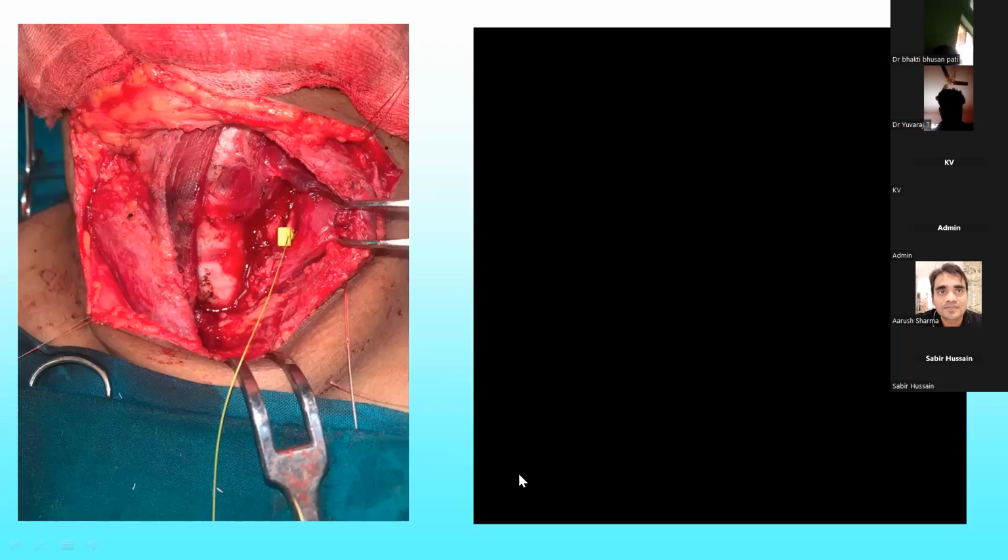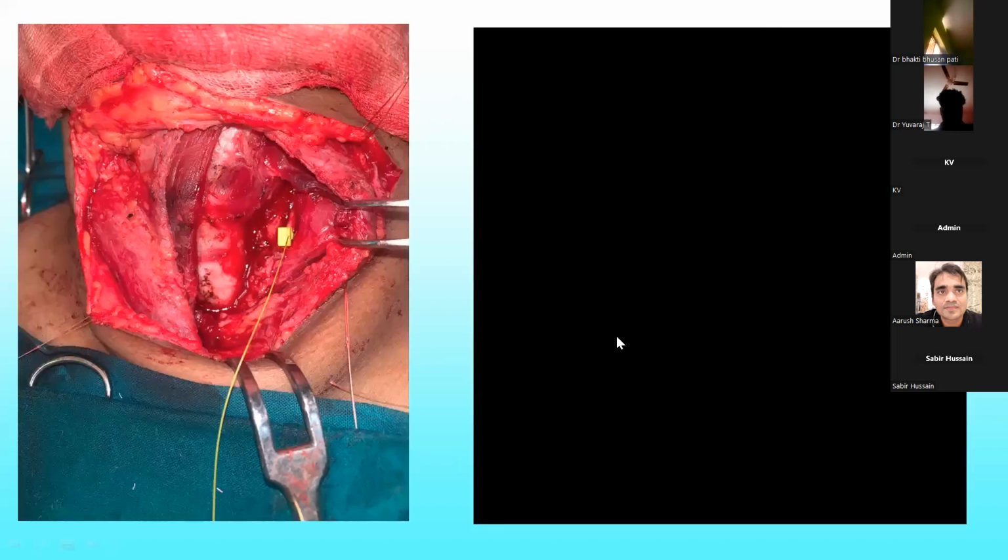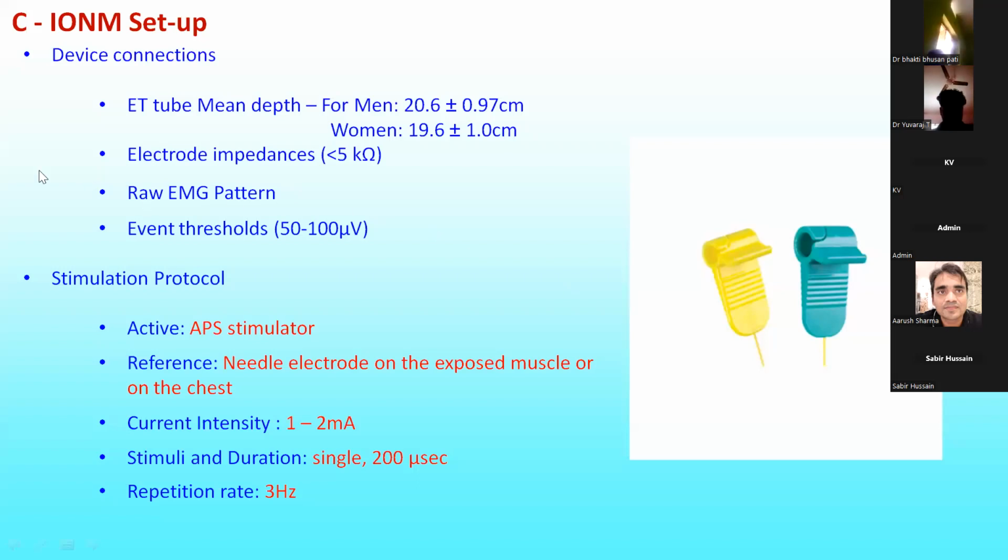This is basic. This is a clip-like stimulator which we can apply on the vagus nerve, and the device connection is the same. Instead of the monopolar stimulator which you connect to the port of the monitoring system, we have to connect this clip-like electrode, and the current intensity we need to maintain with a stimulus of 200 microseconds.